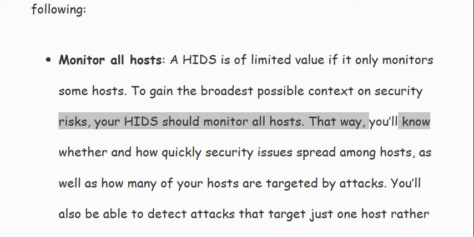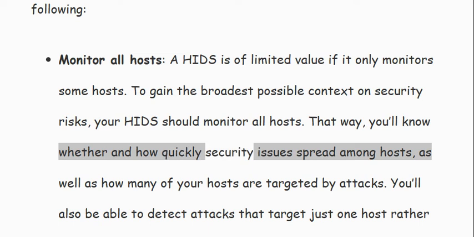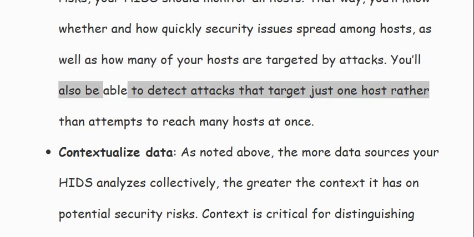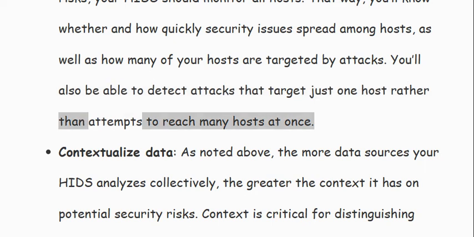That way, you'll know whether and how quickly security issues spread among hosts, as well as how many of your hosts are targeted by attacks. You'll also be able to detect attacks that target just one host rather than attempts to reach many hosts at once.